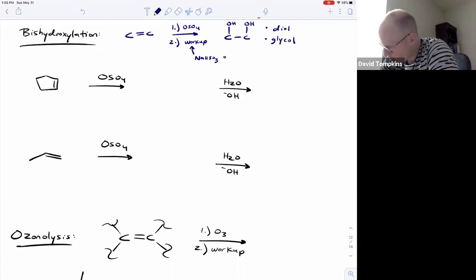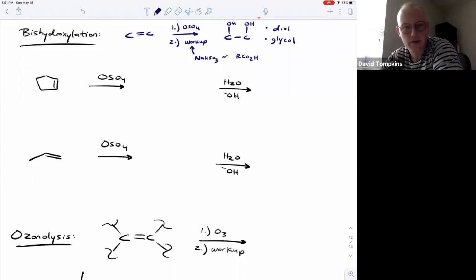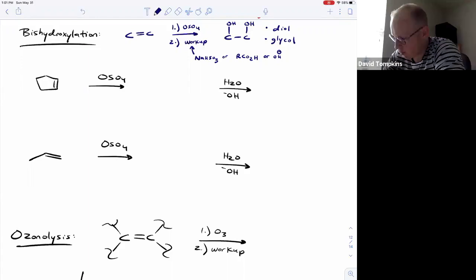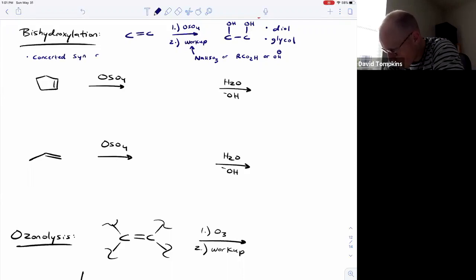or other times that will be a basic workup. Other times you'll see a carboxylic acid, where you have some acidic aqueous workup, or you'll just see hydroxide, as I've shown in the examples below. So, as I mentioned, this is a concerted syn addition of two oxygen atoms across the alkene, and I'll show you that mechanism below.